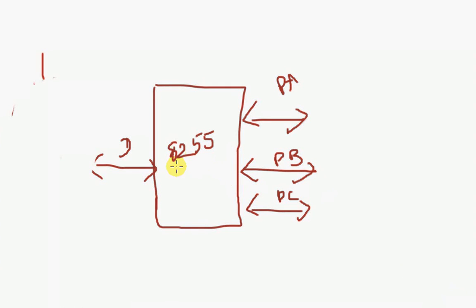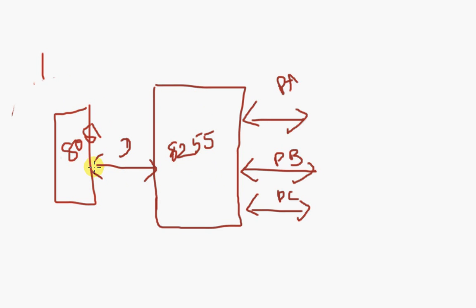Let's say this is 8255. 8255 has three ports, namely port A, port B, and port C, and it has a data bus. This data bus is connected to the microcontroller or microprocessor. Let's say this is 8051. This 8255 is used for expanding the ports. Though 8051 has four ports, you can still extend the ports by connecting an additional 8255.